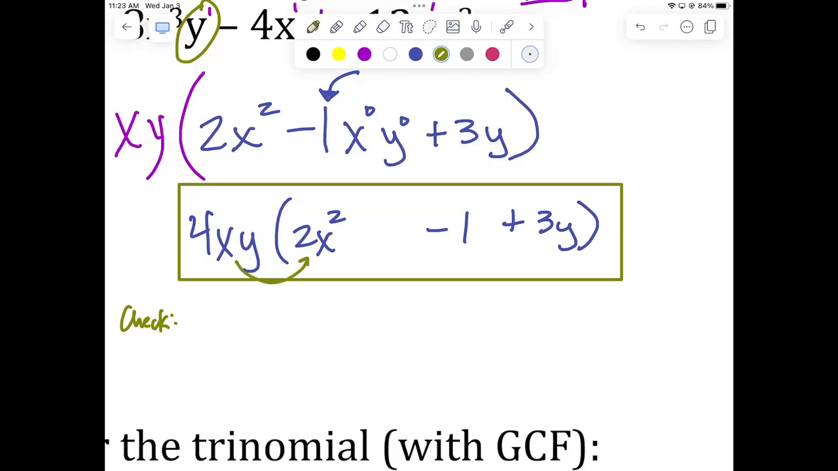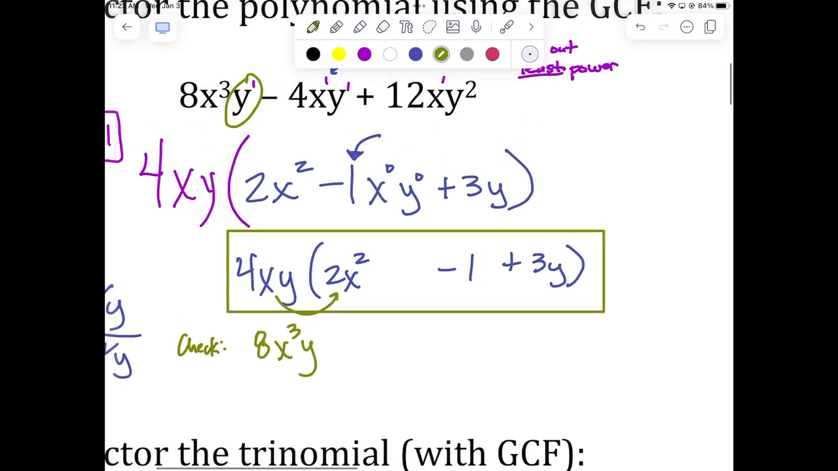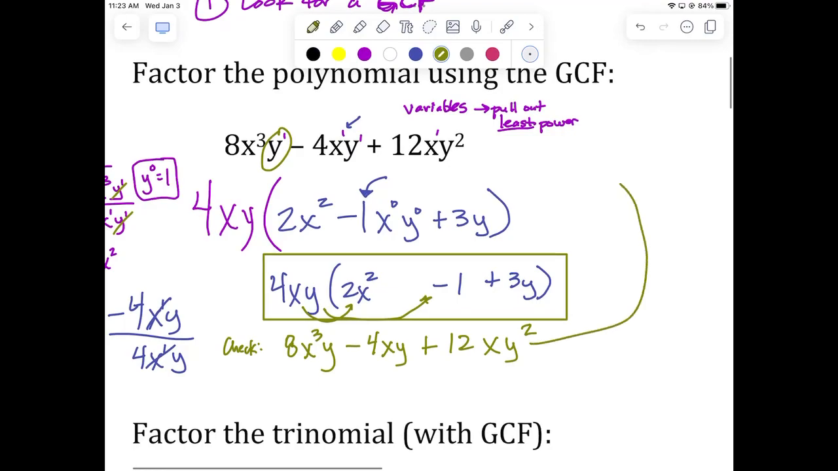What's 4xy times 2x squared? Well, that's going to be 8x cubed y. That's my first term. And then if I distribute to the next, anything times 1 is itself, but now it becomes minus 4xy. And then plus 4 times 3 is 12xy squared. And that's what I get. And then I compare that to this, and what do I notice? They're the same. So what does that indicate about us? We're right. We're awesome.